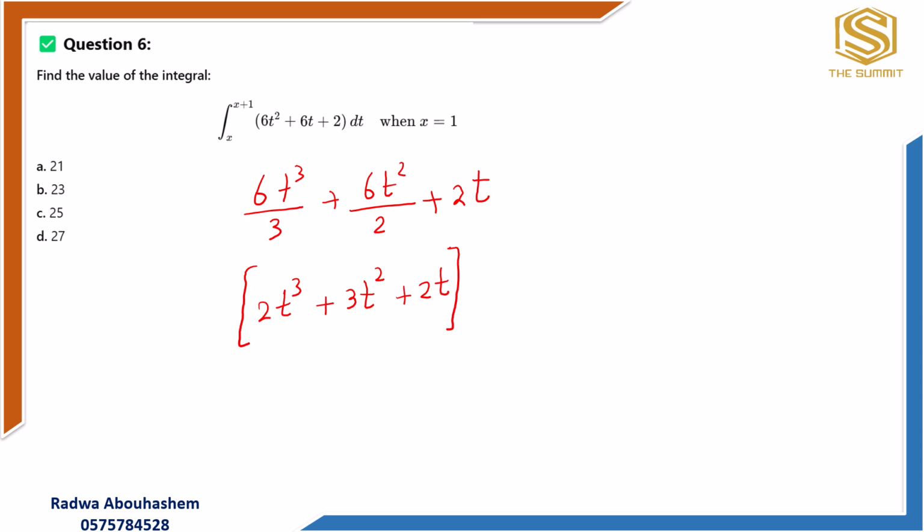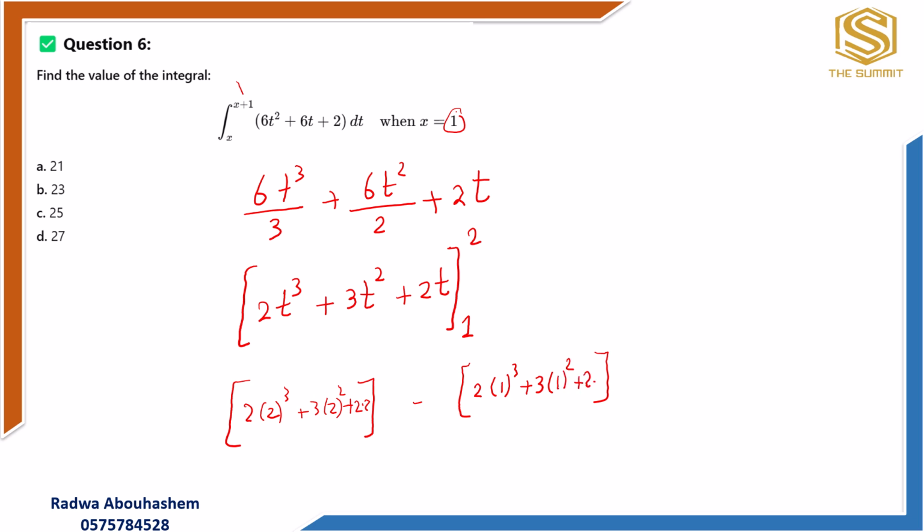Now, the x here is 1, so I'll just substitute the 1 here. So 1 plus 1, it's 2, and here is 1. So I'm taking the definite integration from 1 to 2. Now, I will substitute with 2 once and with 1 once. Okay, here, 2 times 2 power 3 plus 3 times 2 power 2 plus 2 times 2. And here is the same as 2 times 1 power 3 plus 3 times 1 power 2 plus 2 times 1.